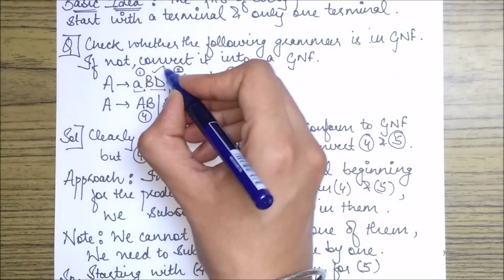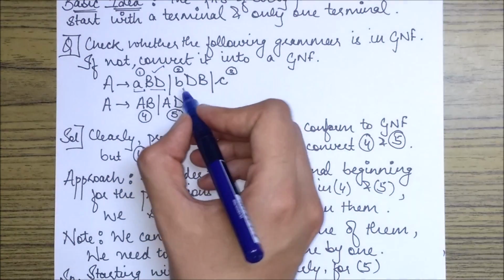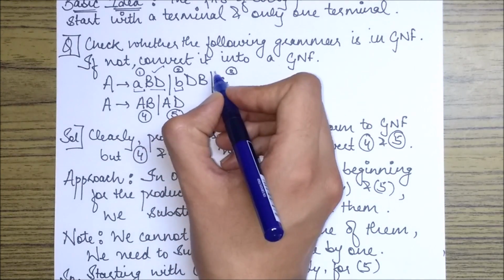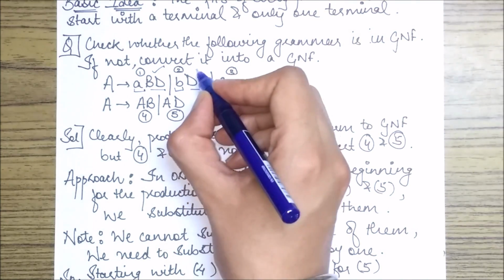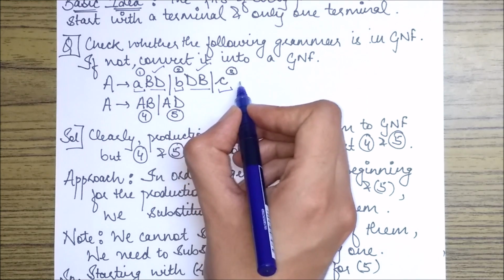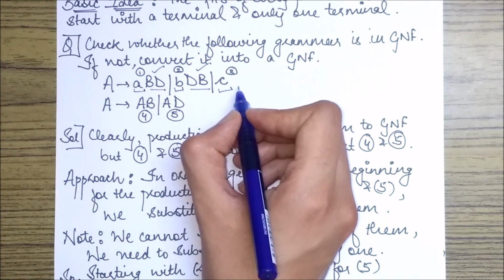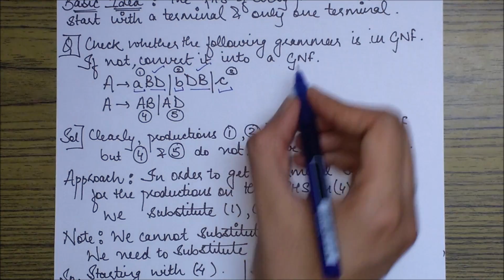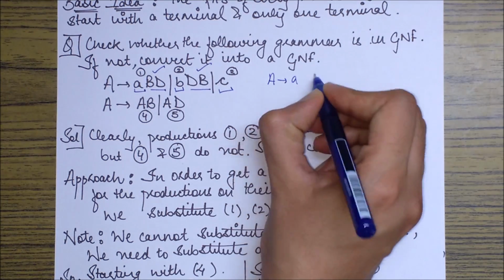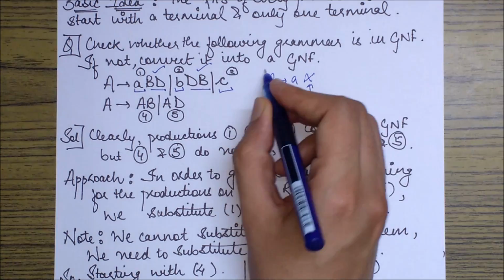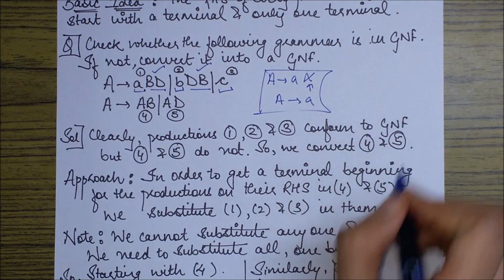So I would put a tick mark over here. The next one says again there is a terminal over here and two non-terminals following it. So again it suffices, a tick mark. A goes to small c, a terminal but no non-terminal after that, no problem. It suffices the format as A goes to a alpha, where alpha is null. So A goes to small a. It suffices the format, so no problem.